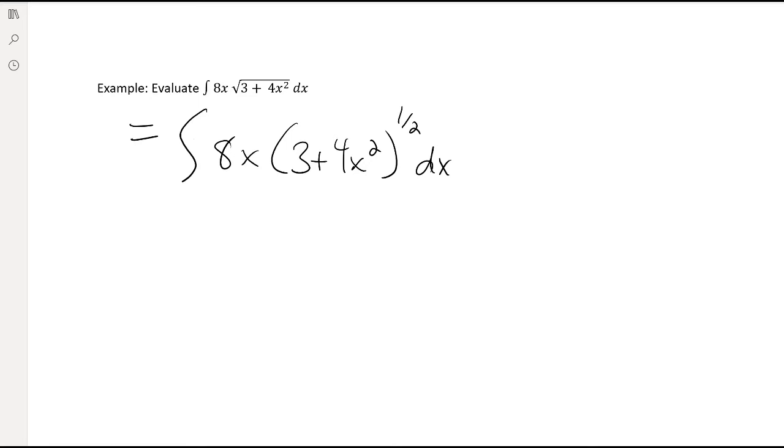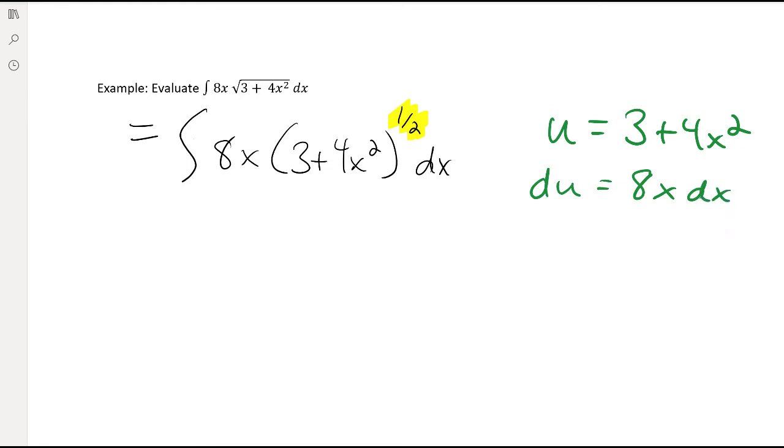All right. Most of the time, folks, the dead giveaway about what should be u is the thing that has the power on it, outside of a parentheses or something like that. This means that u should be 3 plus 4x squared. Why is that? Because what's the derivative of 3 plus 4x squared? Our du would be 8x dx. And that matches up inside of our integral.